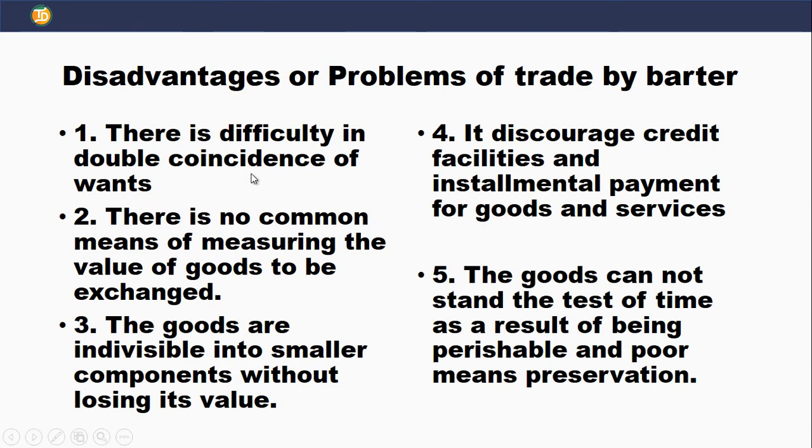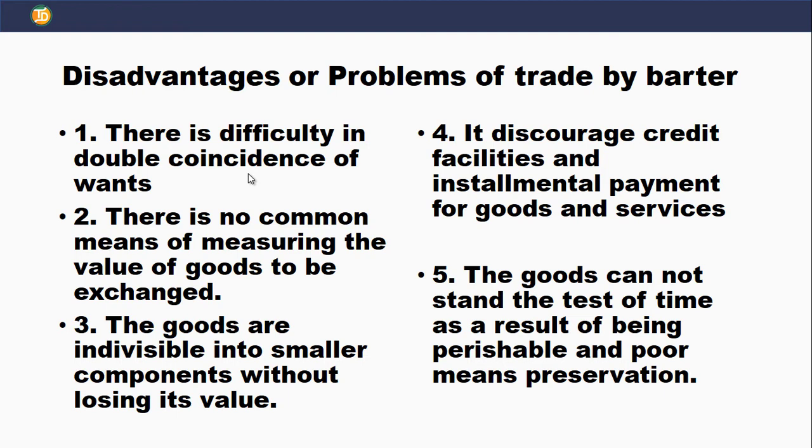So the problem of double coincidence of wants is a major disadvantage of trade by barter, because you need to look for someone who has what you want and is ready to take what you want to offer. It's a very tedious process of exchange.